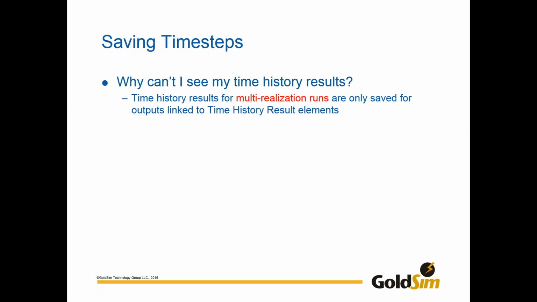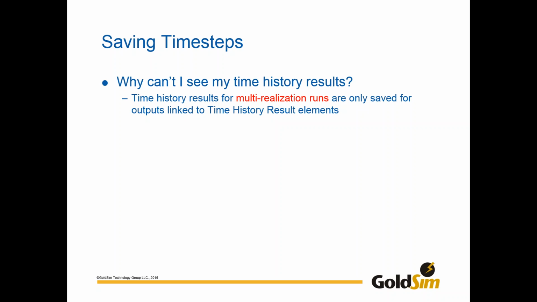We don't do that anymore. The rule right now says, since version 11, if you're doing multiple realizations, we are only saving time histories for elements that are hooked up to a time history result element. So the action of creating a time history result element tells GoldSim, I care about this result, save its histories. If you don't create a time history result element and you've got multiple realizations, if you right-click on that element, there are no time histories to show.